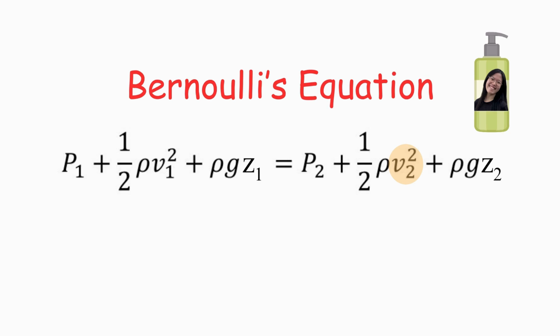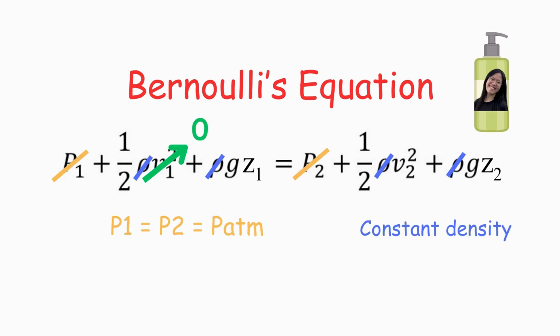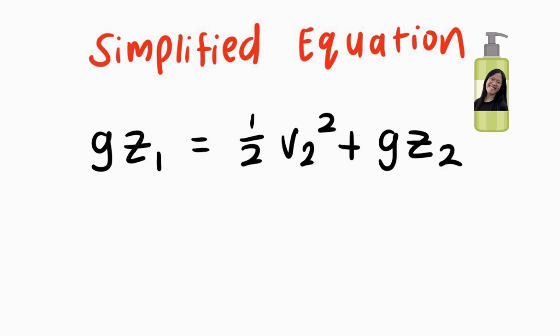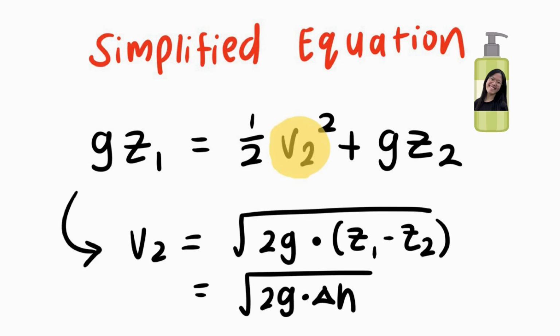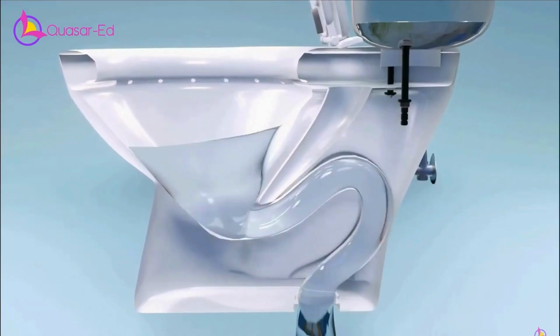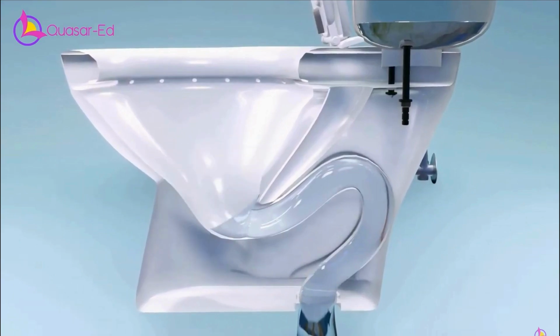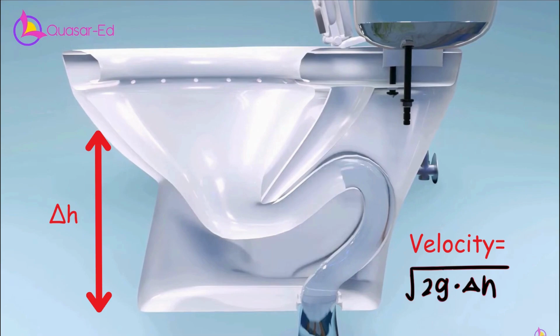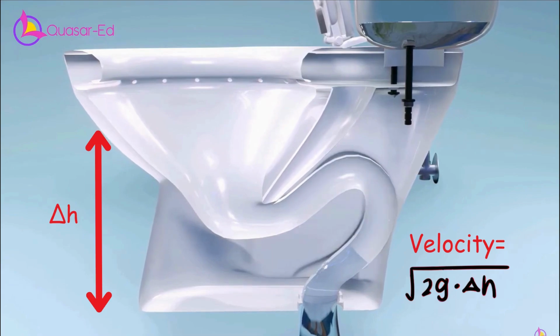To find the velocity at point 2, which is v2, we can input the known variables into the equation. For example, we know that the velocity at point 1 is 0, and we can cancel the common factors on both sides, like pressure and density. So this will result in the following equation shown on the screen. Lastly, we can make v2 the subject of the equation and solve it. Thus, the velocity at point 2 is equal to the square root of 2g delta h. Therefore, the difference in height in the Bernoulli equation creates a siphoning effect, allowing the toilet to flush with a velocity of square root 2g delta h.